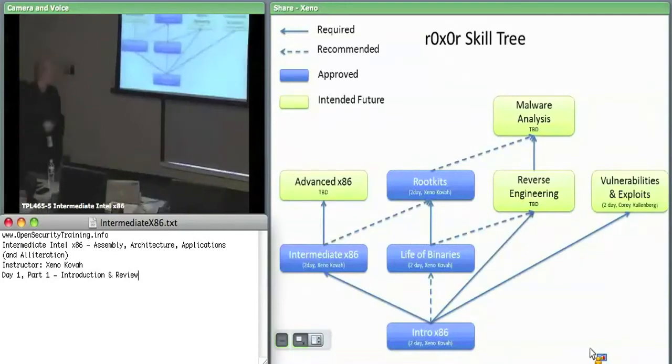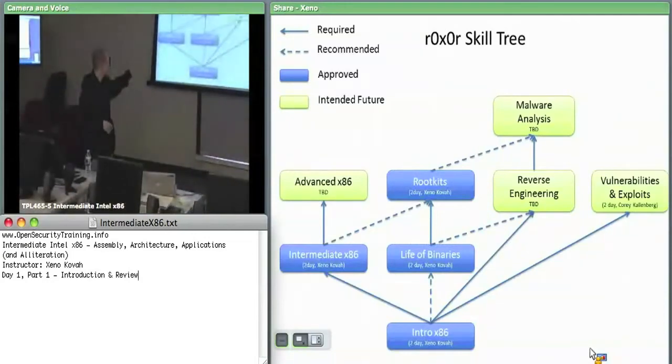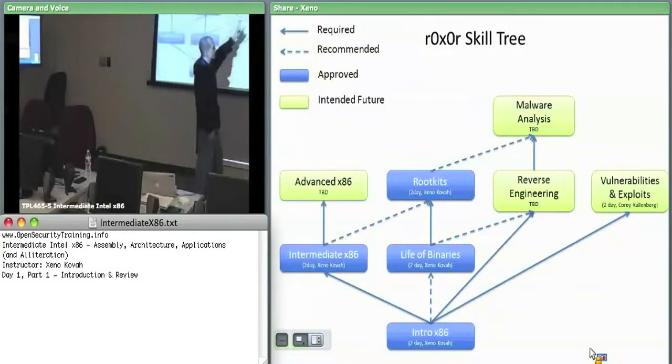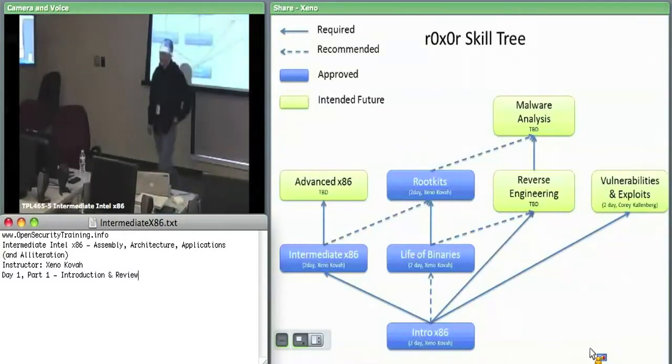That's all I'm going to be teaching next year. All the ones that are currently blue will be on video available next year. On reverse engineering and vulnerabilities and exploits, because they're new instructors, they're not necessarily going to have videos on those this year.